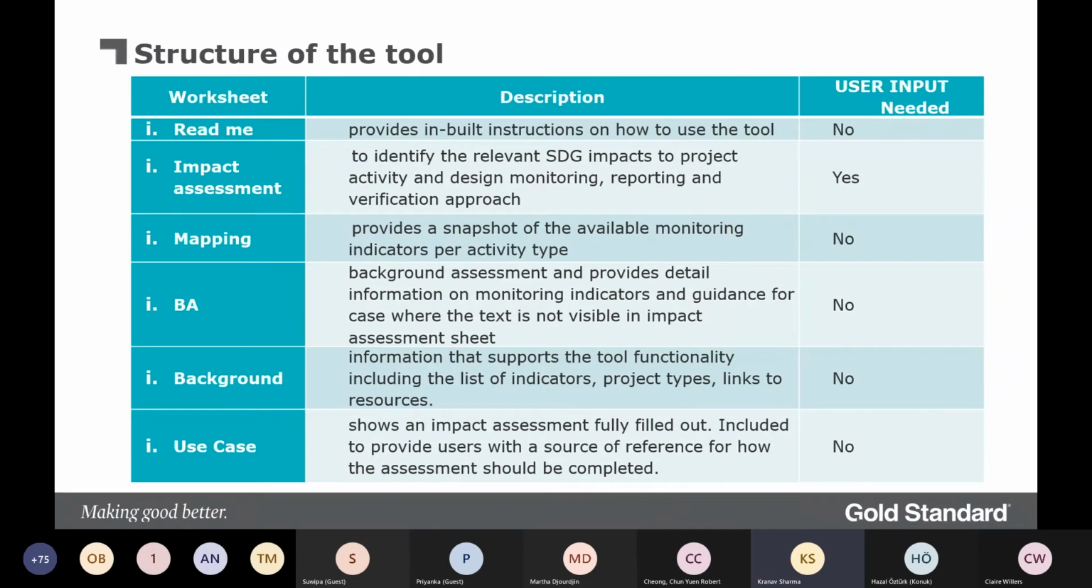Moving on and talking about the structure of the tool, it currently has six worksheets that are mentioned on the extreme left. So we have the README worksheet, the impact assessment worksheet, the mapping worksheet, the BA worksheet, background and use case. Mapping, BA, and background worksheets are essentially, quote unquote, background worksheets that contain useful background information and data that feed into the main tool.